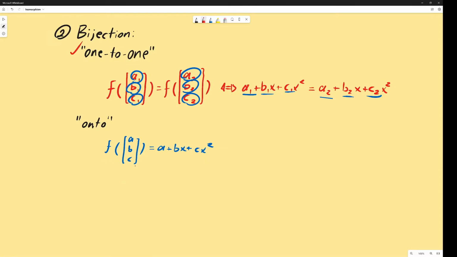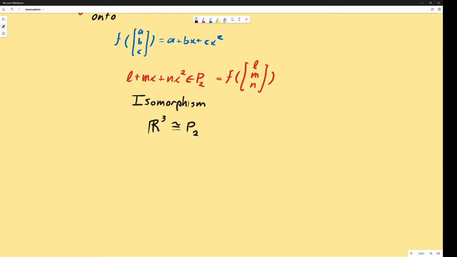Now, if F is onto, it means that every element of the codomain, which in this case is P2, is mapped to by at least one vector in the domain. And it should be even more obvious that this is onto because any element of the codomain, say L plus mx plus nx squared in P2, is of course mapped to by the vector in R3, (L, m, n). So it's one-to-one, it's onto, therefore it's a bijection, and we also verified that it's a homomorphism, so we can confidently say that it is an isomorphism. Specifically, that R3 is isomorphic to P2. These vector spaces are quite similar.